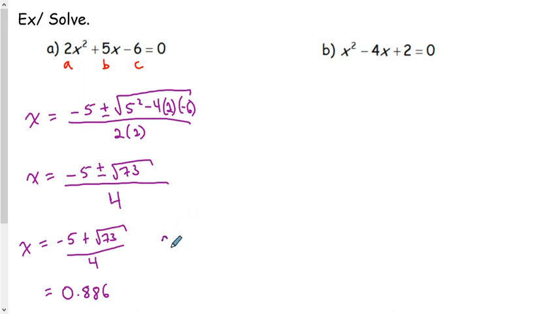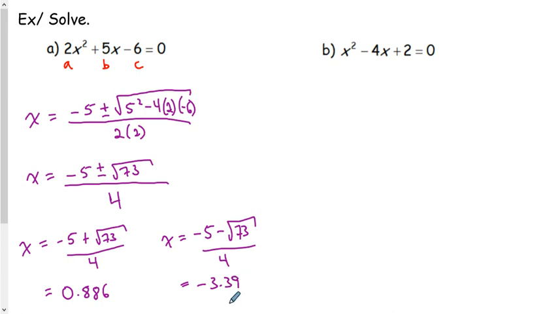But what about the other solution? There should be another one where we still have our negative 5, but this time we're subtracting square root of 73. And then we're dividing all that by 4. What does that work out to? Well, that works out to negative 3.39.